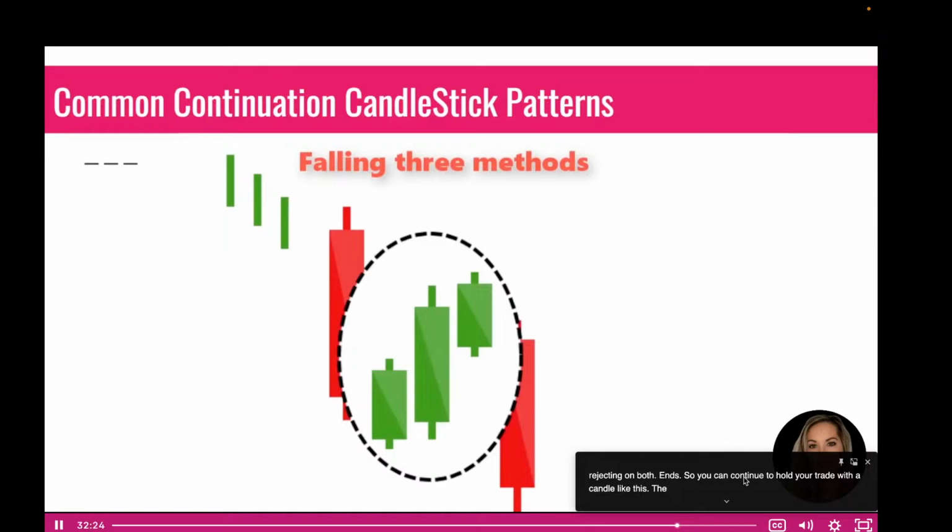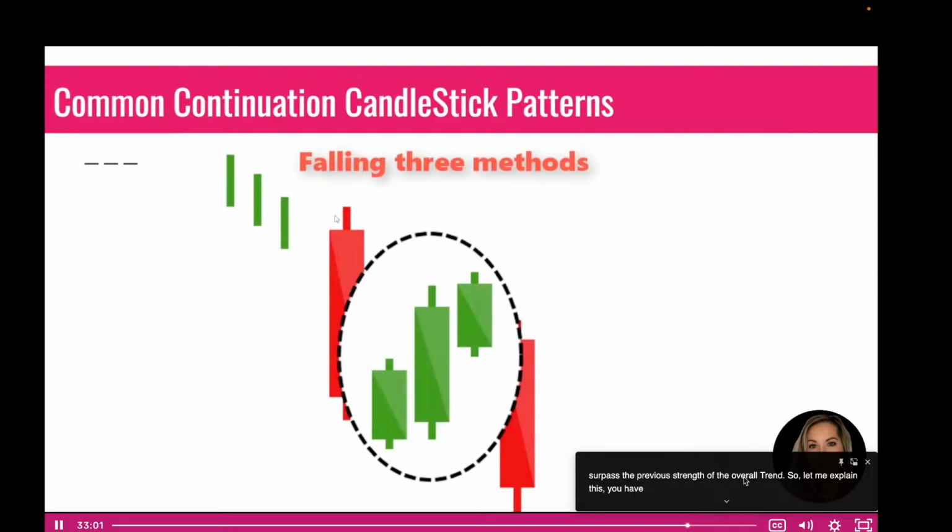The falling three method, also sometimes called the three-line strike, is something that very commonly gets confused with three black crows or the three white soldiers. So please make sure that you are paying attention to this if you plan to trade that pattern. The falling three is different. It is three very strong candles of the same color in the opposite direction. However, they do not surpass the previous strength of the overall trend. So let me explain this. You have a falling market here.